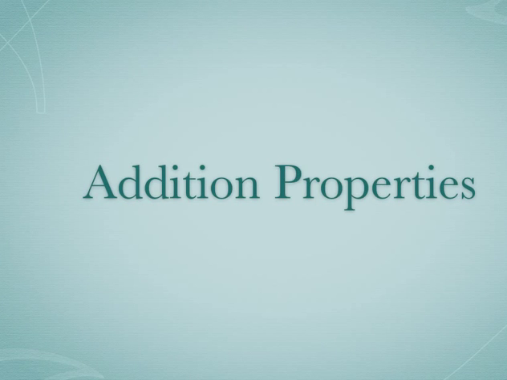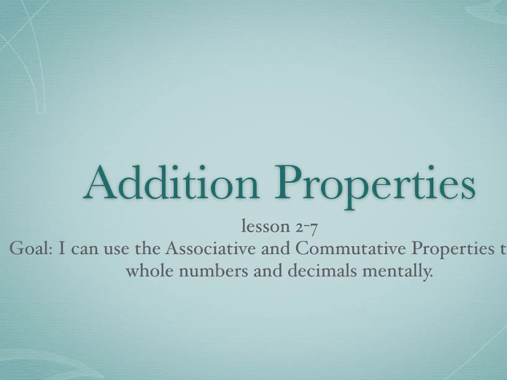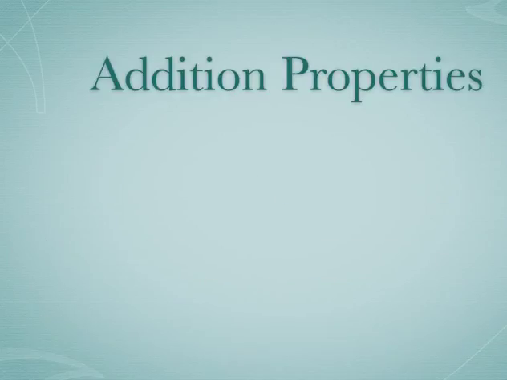Hi, this is Addition Properties, Lesson 2-7. Our goal for today: I can use the associative and commutative properties to add whole numbers and decimals mentally. Our state standard, we're just going to focus on the addition part of the properties. We do have these same properties in multiplication as well. So, our addition properties.